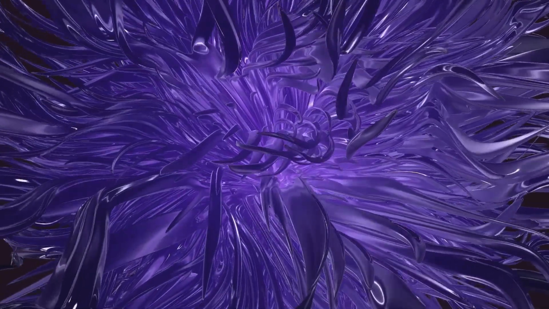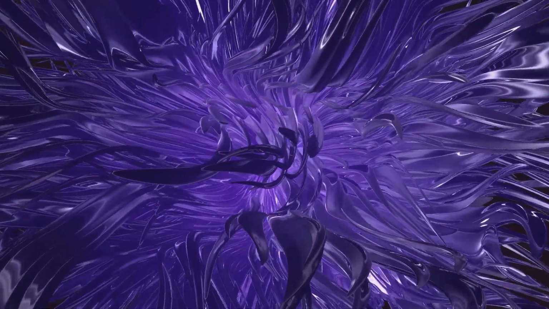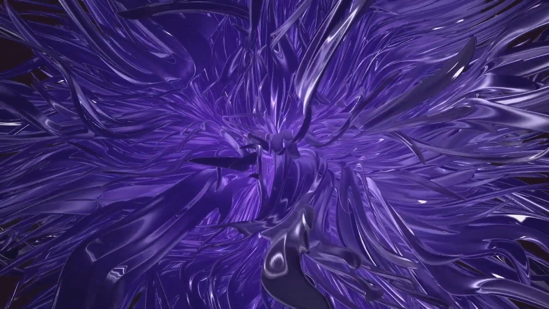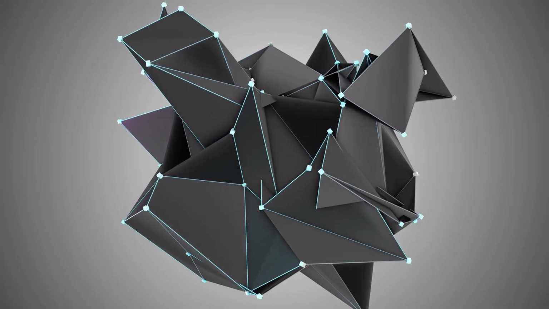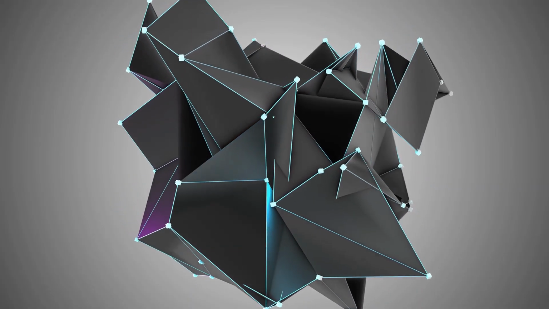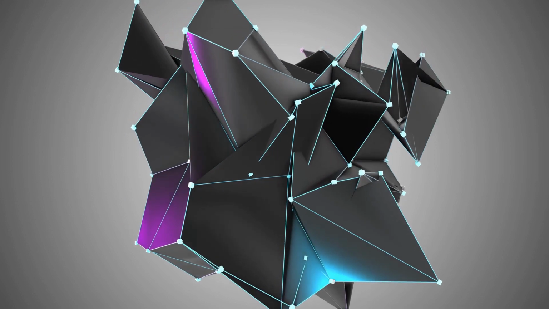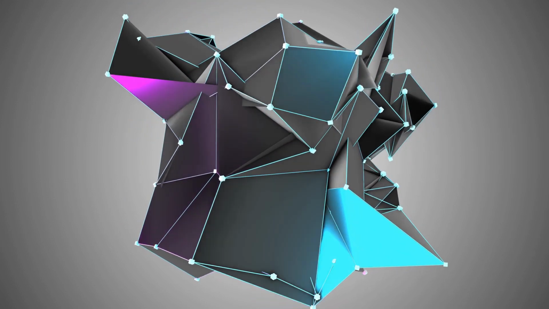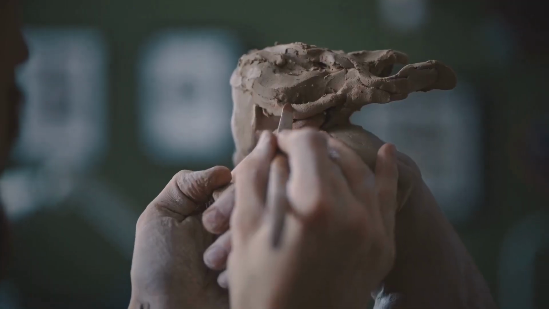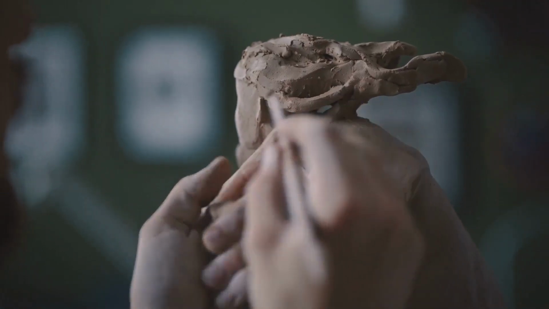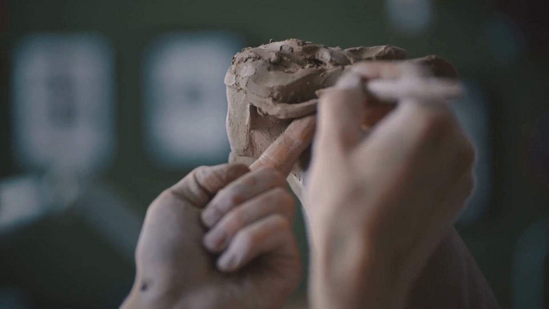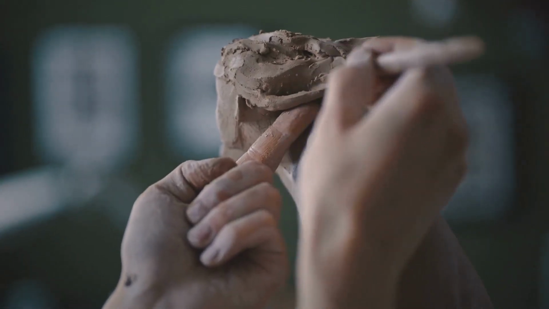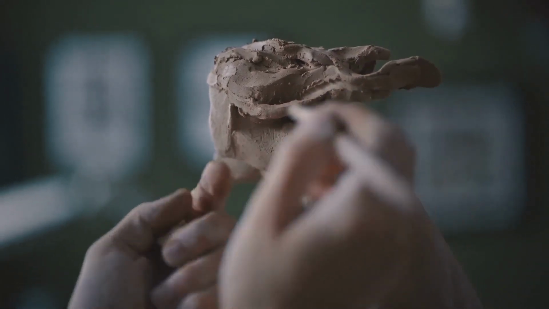But what if you want to create more complex visuals? That's where ray marching techniques come into play. Ray marching is a technique used in computer graphics to render 3D scenes. Instead of using traditional 3D modeling techniques, ray marching uses mathematical functions to define the shapes and forms in the scene. It's like sculpting with math, allowing you to create intricate and complex forms that would be difficult to achieve with traditional 3D modeling techniques.